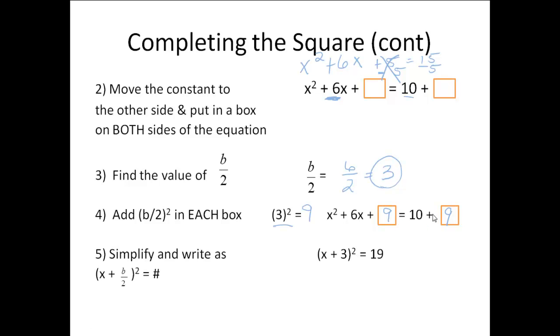Step 5 says we're going to simplify it and write it as that binomial squared, and then it's going to be equal to some number. When we're simplifying this, what we're actually doing is factoring it. If I were to factor this equation right here, it would turn out to be x plus, if you look at our formula here, we have to have our b over 2 in the parentheses. b over 2 was up here in step 3, and it turned out to be a 3. So we end up with x plus 3, that quantity squared, is equal to, and to get our number on the other side, we simplify 10 plus 9 and get 19. And there we've completed the square, because we've gotten our quadratic equation written as the square of a binomial.